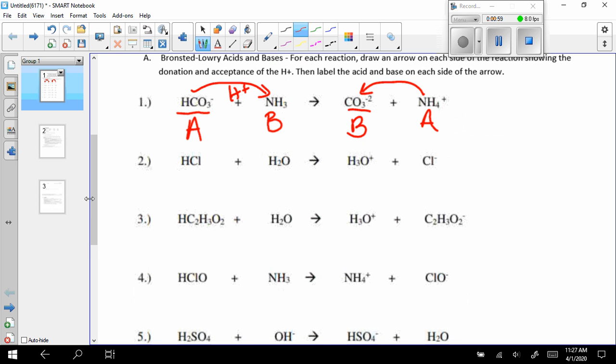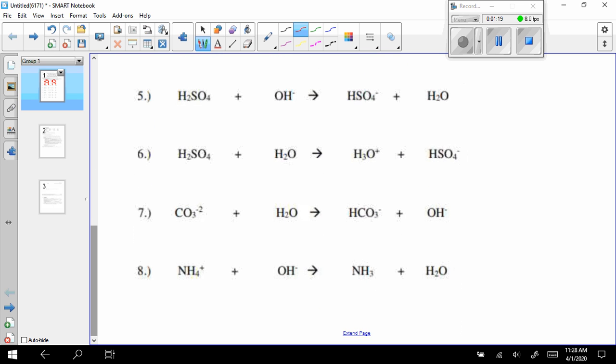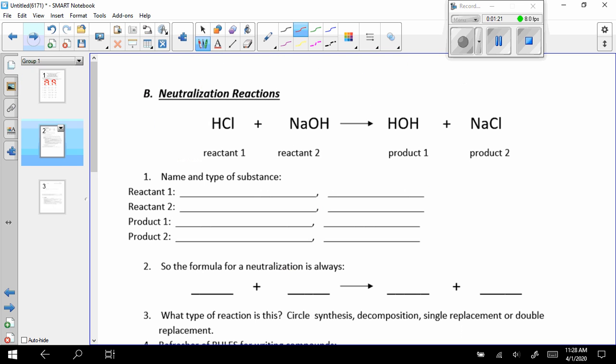So I'll do just a couple more with you. Here the H2O becomes H3O, so I know my H moves this way. The HCl becomes just Cl. So this is my acid and this is my base. And if I go backwards, this is going to be gaining it, so it's my base, and this loses it, so it's my acid. So go through and do the rest of those for practice.